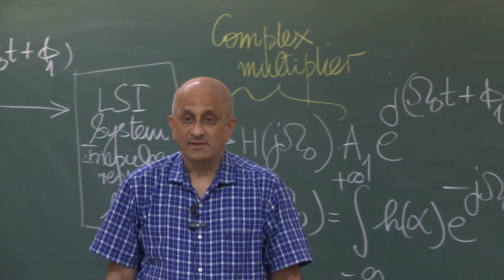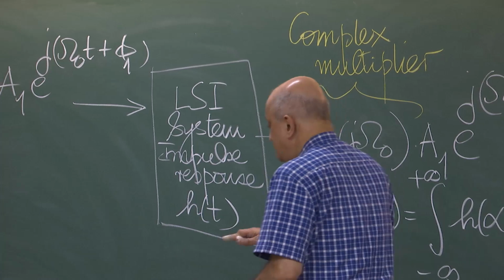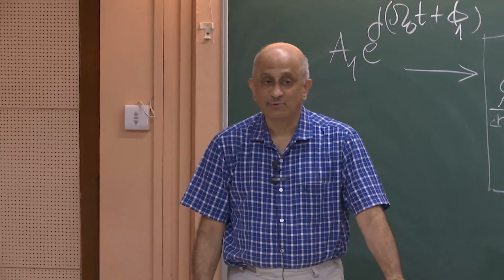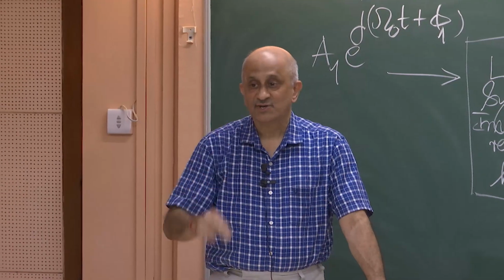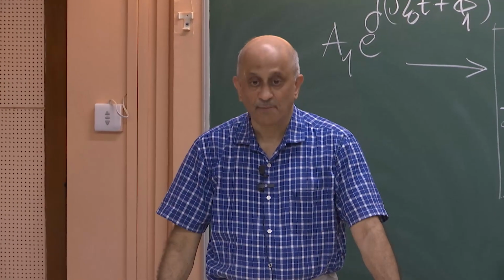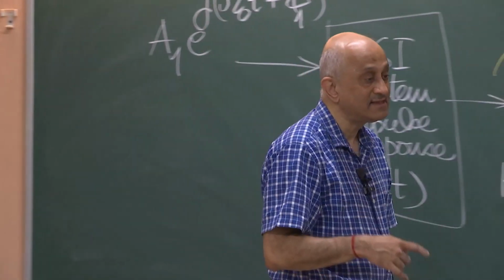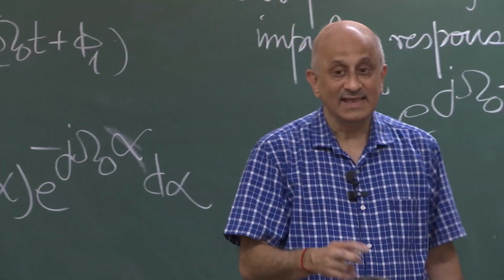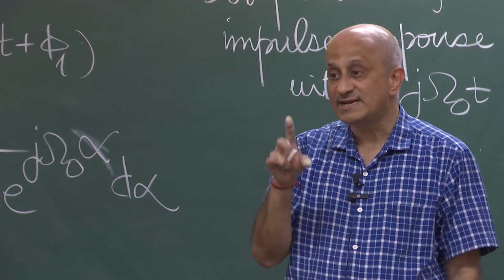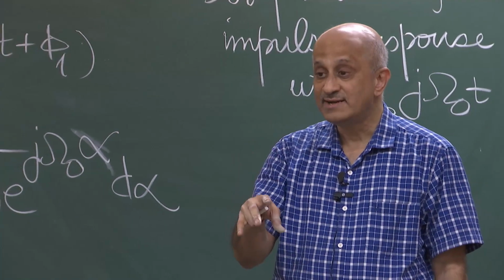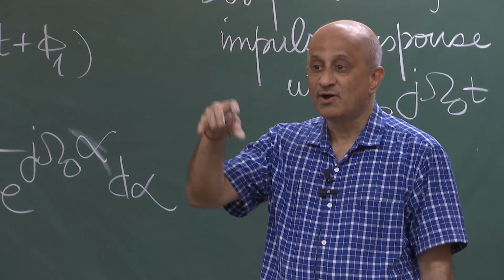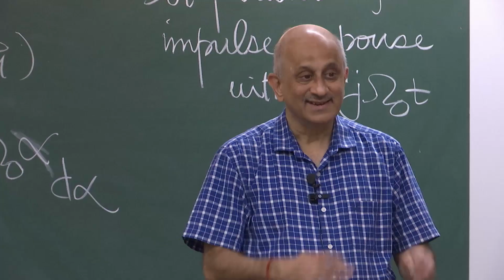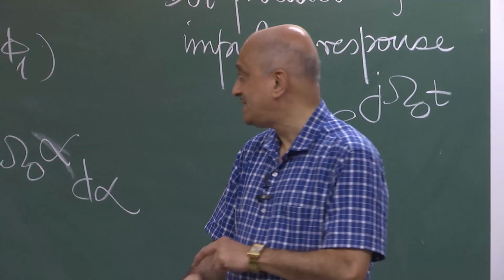So, this relationship has a very simple and beautiful interpretation. It says that when you give a complex exponential to a linear shift invariant system, the complex exponential remains as is in form and comes out multiplied by a constant. That constant is really the projection or the component of the impulse response upon that complex exponential. So, it's a neat and beautiful interpretation.